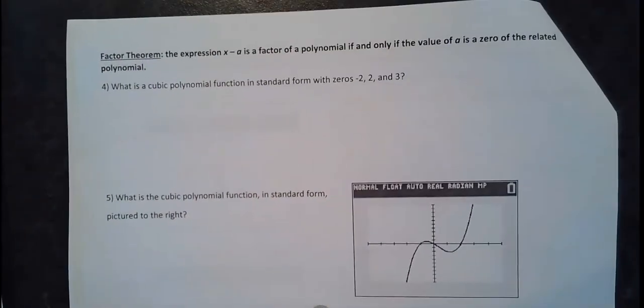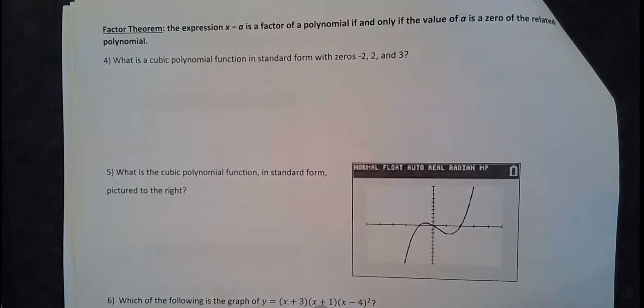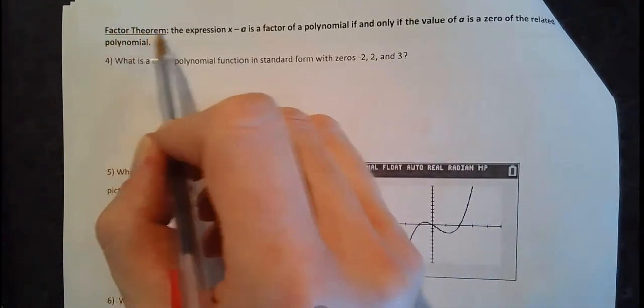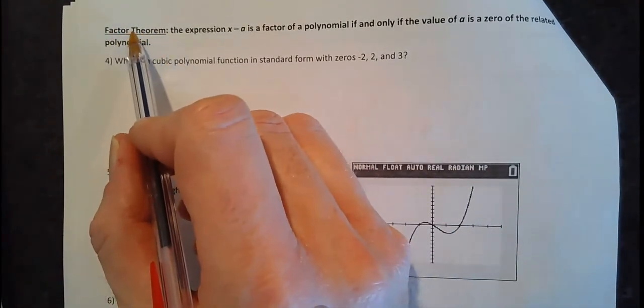Okay, so let's go to the back side. We're going to talk about the factors now. So there's a strong correlation between factors and zeros. So there's a factor theorem. Pretty easy. It's pretty simple to remember.